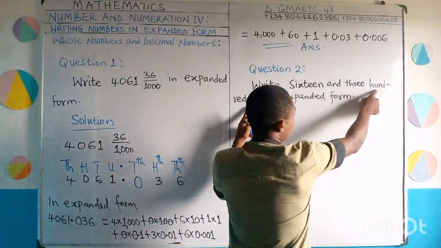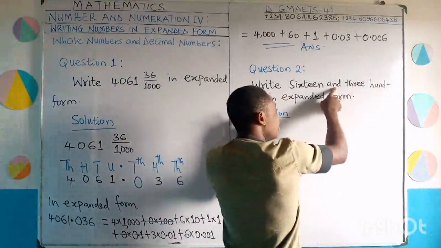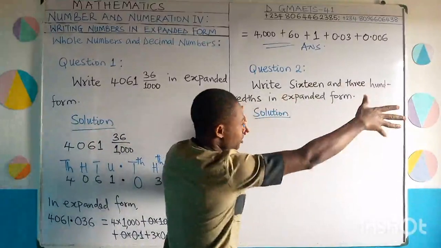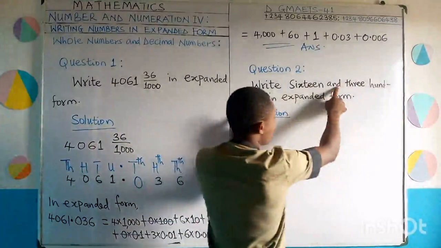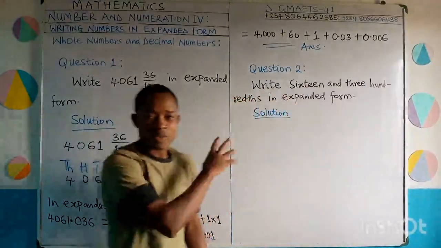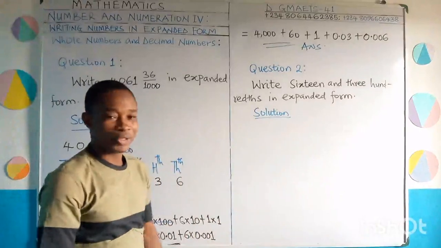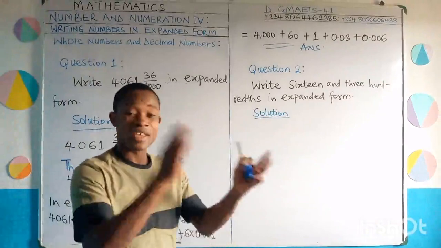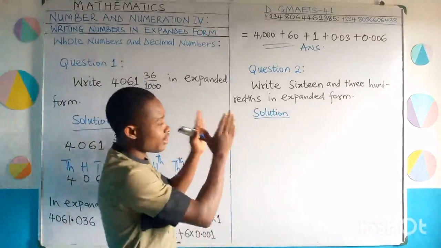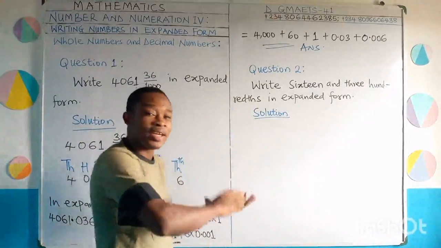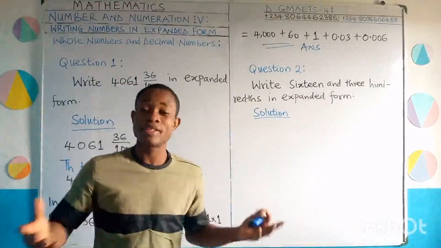So this 3 is attached to it. You now have this "and." This "and" before this part that has hundredths shows that we have the whole number part and the decimal part. I've explained all of this when I taught you how to write decimal numbers in figures when it is given to you in words. Now this number is given to us in words, so we need to see how we can write it in figures and then express it in expanded form.